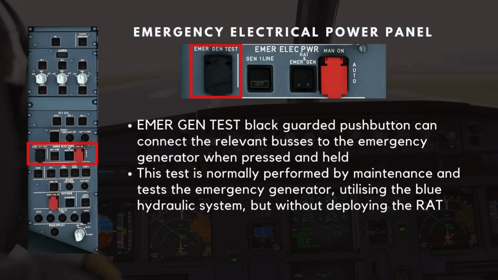Next is the emergency electrical power panel. The black guarded emergency generator test push button connects the relevant buses to the emergency generator when pressed and held. This test is normally performed by maintenance and tests the emergency generator, utilizing the blue hydraulic system, but without deploying the RAT.